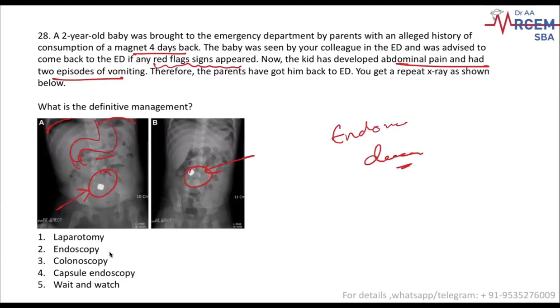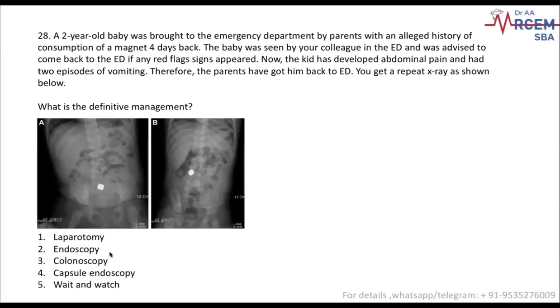What is the surgery known as? It is a laparotomy that you'll be doing. Endoscopy is a wrong answer because it cannot reach there. Why do we need to do interventions? Because the child has developed symptoms. Whenever the child has symptoms, you need to remove the magnet. Next, the question here is, we will assume that the vital parameters are stable. What will be the best next step if the vital parameters are stable for this kid?